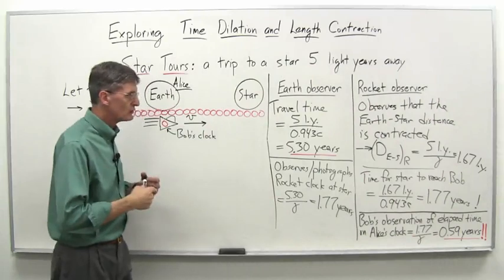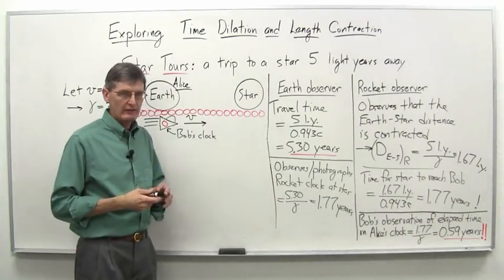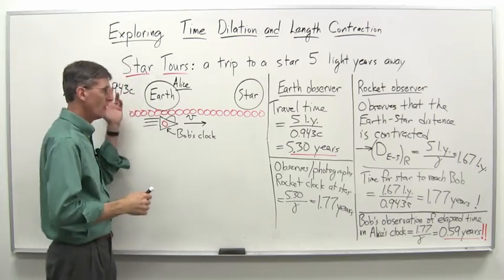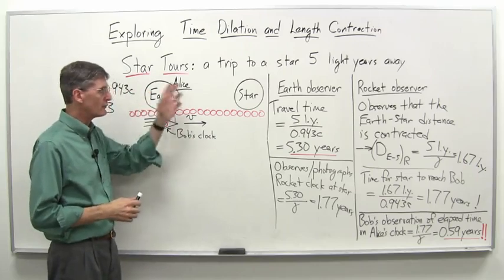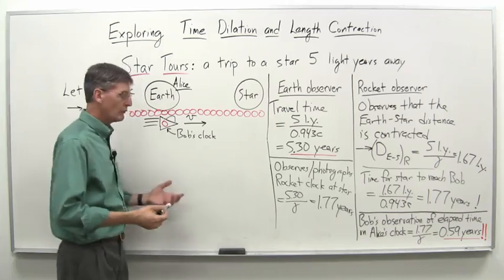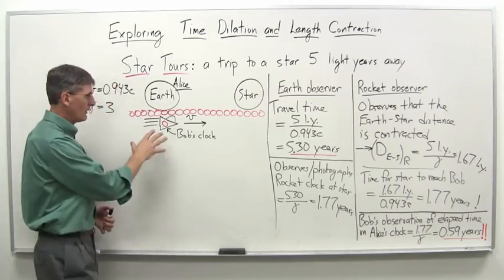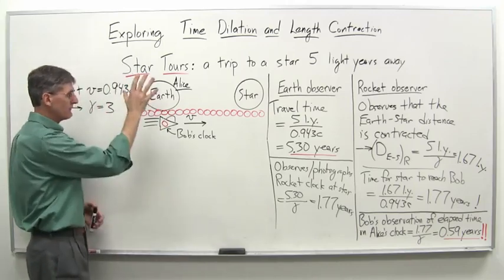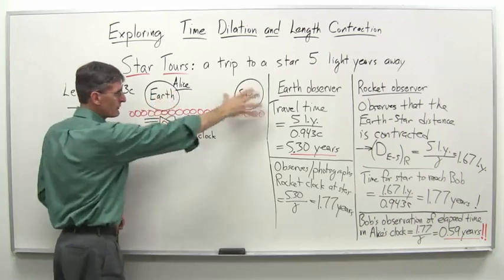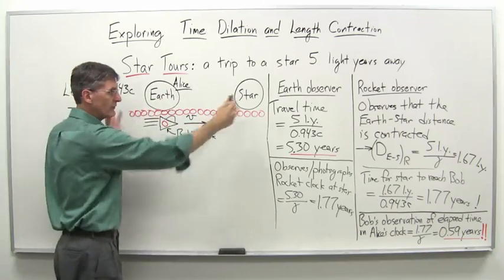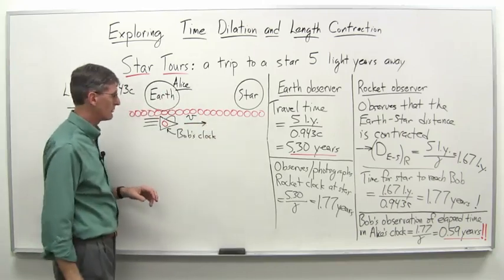Now that we've learned quantitatively about this whole idea of leading clocks lag, let's return to our Star Tours example, our trip to a star 5 light years away. So let's remind ourselves what was going on there. I've added a few things to the original diagram, but essentially Earth, Alice on Earth, and a star 5 light years away, according to Alice's lattice system of measurement and clocks.